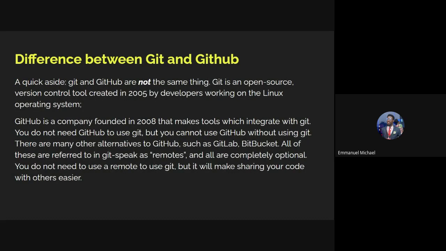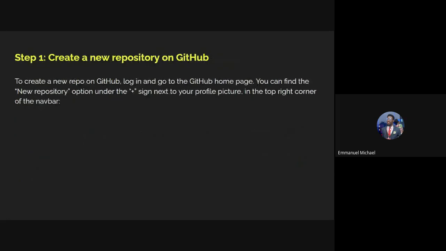The difference between Git and GitHub, as I said last week: Git and GitHub are not the same thing. Git is an open source version control tool, created in 2005 by developers working on the Linux operating system, while GitHub is a company founded in 2008 that makes tools which integrate with Git. Technically, you don't need GitHub to use Git, but you cannot use GitHub without Git, because we have GitLab, Bitbucket, and all of these other guys.